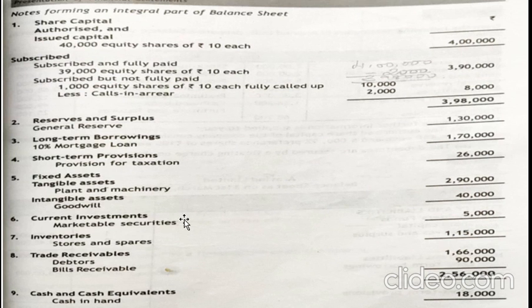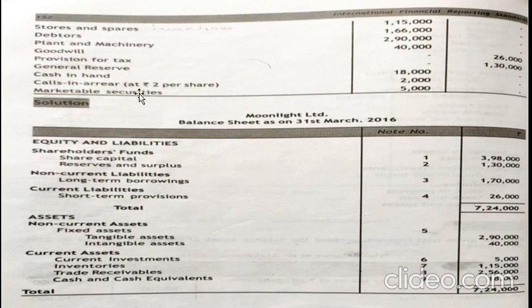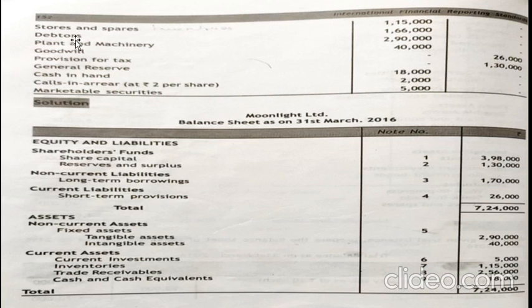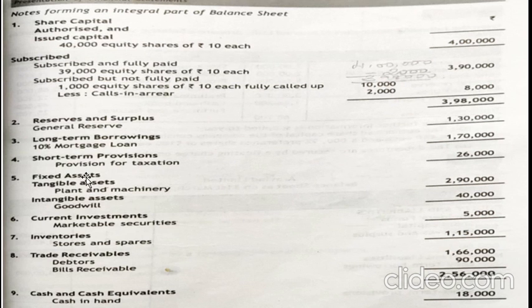Now for our fixed assets, we need to check how many are tangible and intangible. In the question we have fixed assets: plant and machinery, which is tangible, and goodwill, which is intangible. So we'll be classifying them under tangible, plant and machinery, and intangible, goodwill. I'm sorry, plant and machinery is 2,90,000 and goodwill is 40,000.